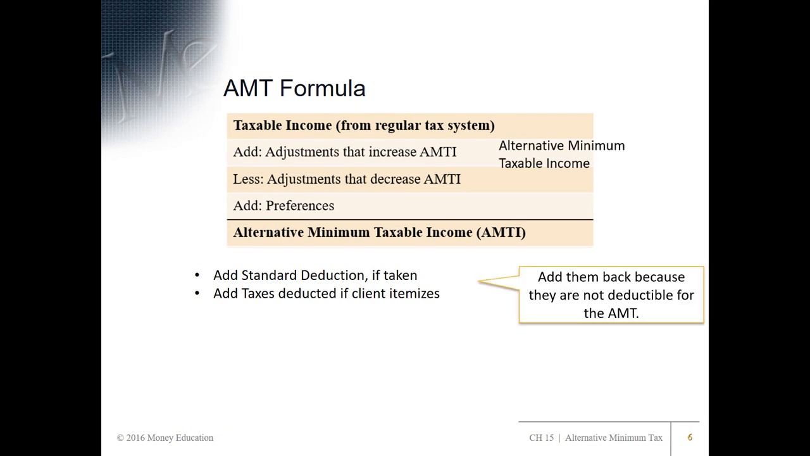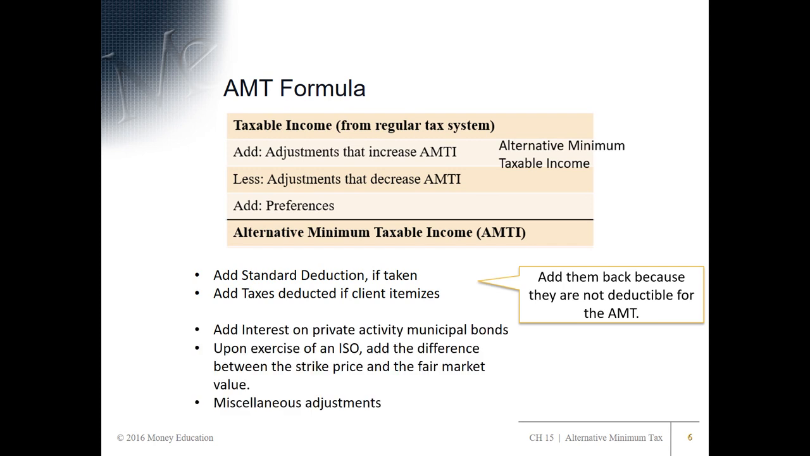So you're going to add them back because they're not deductible for the alternative minimum tax. The next thing you're going to do is add interest on private activity municipal bonds. Now, we talked about municipal bonds and the tax advantage of municipal bonds. There's a difference between public and private activity municipal bonds. So, read that in the book, review that. But I want you to notice this is not all municipal bonds. This is private activity municipal bonds.